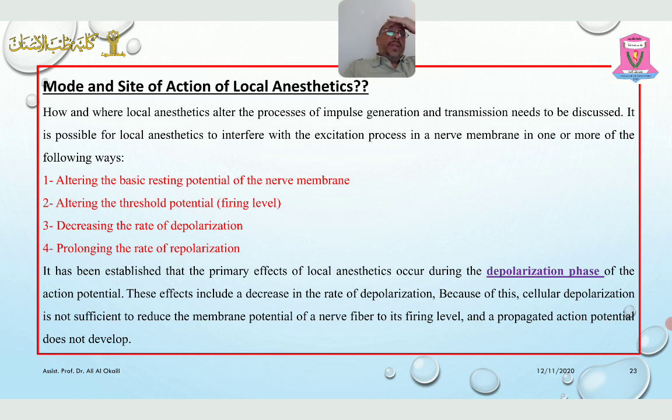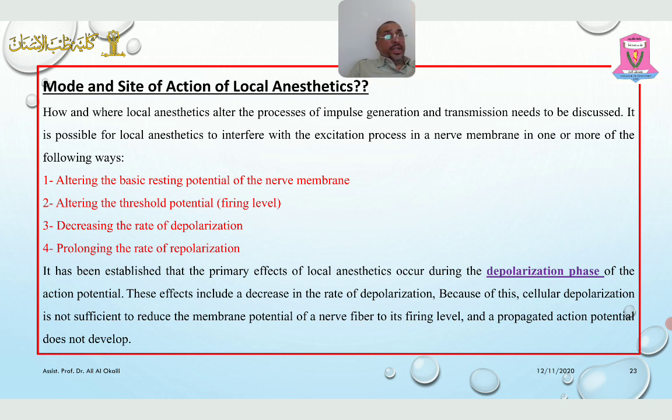Mode and site of action of local anesthetics. How and where local anesthetics alter the process of impulse generation and transmission needs to be discussed. It is possible for local anesthetics to interfere with the excitation process in the nerve membrane in one or more of the following ways. Altering the basic resting potential of the nerve membrane.